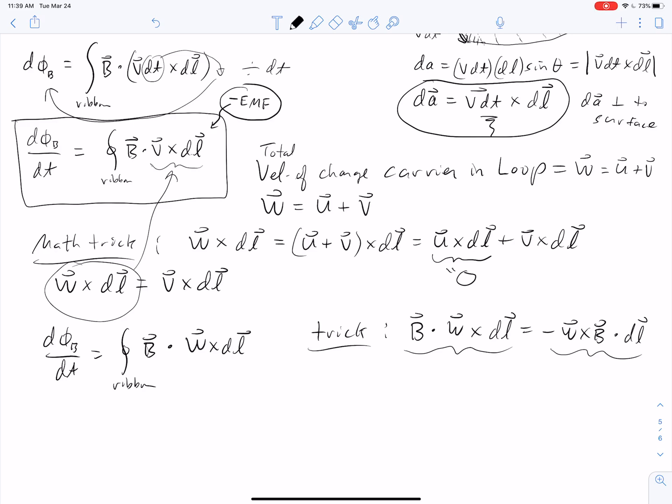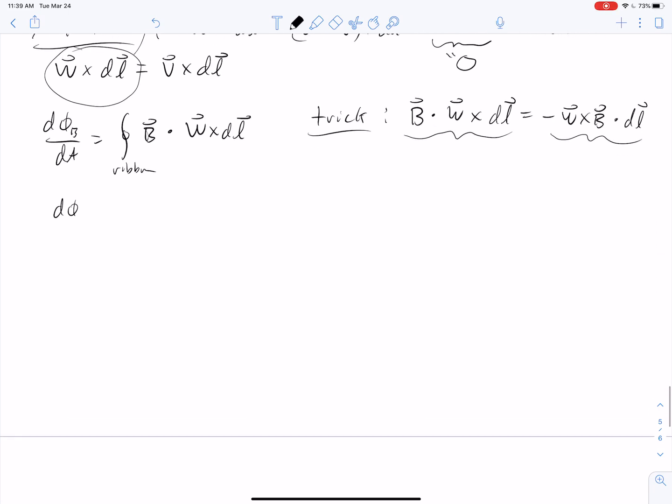And so that means that I can rewrite this equation as d phi B dt is equal to negative integral over the ribbon of W cross B dot dl. Okay, now we're almost at the end. So we have to ask ourselves, what is this W cross B?